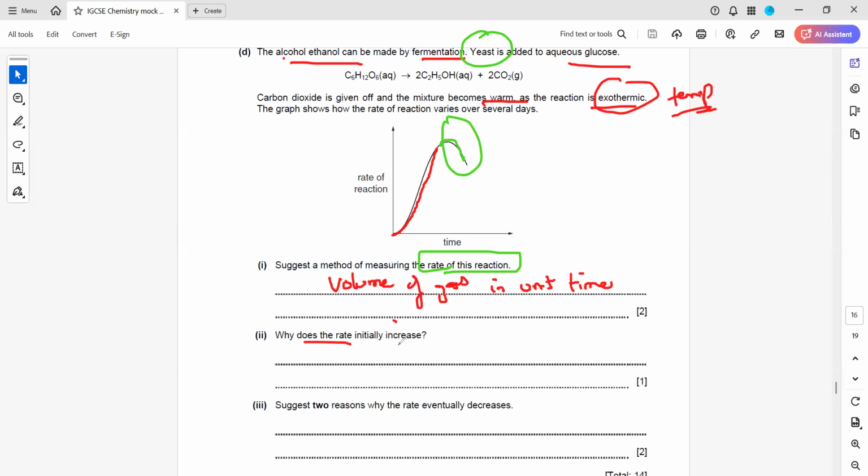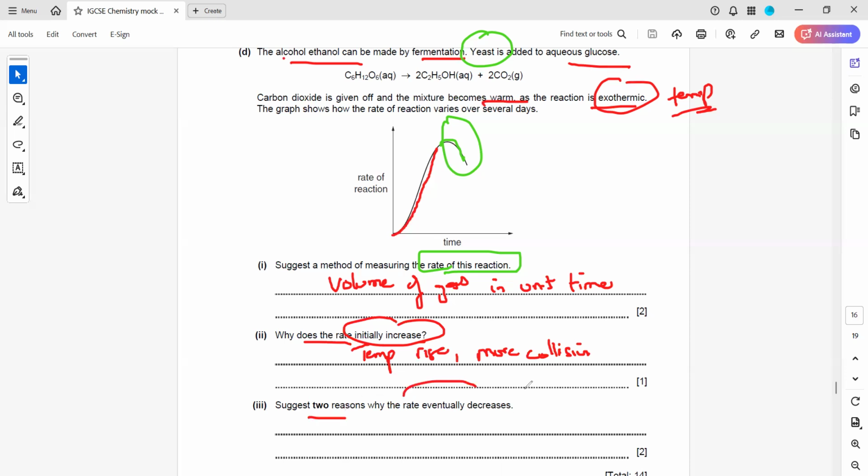Why does the rate initially increase? Because the temperature rises, so there are more collisions. As the temperature rises, more collisions are there. That's why the rate of the reaction increases.